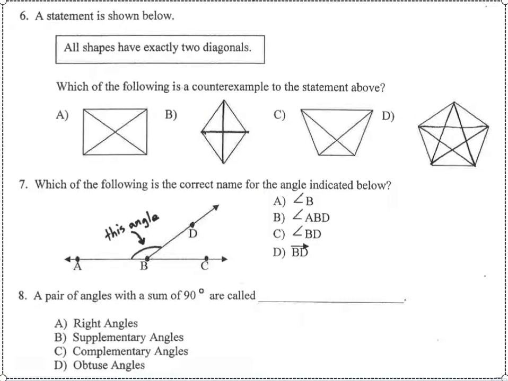All right. So, number 6. A statement is shown below. All shapes have exactly 2 diagonals, which is a counterexample. So I'm looking for something that disproves this. And I think there are 2 or 3 people that missed number 6, so I am making sure that I hit this correctly. All shapes have exactly 2 diagonals. Well, which shape in here doesn't have 2 diagonals? That's what you're really looking for. That has 2 diagonals. B, C, all those have 2 diagonals. So the correct answer here is D. That is the only one that does not have 2 diagonals.